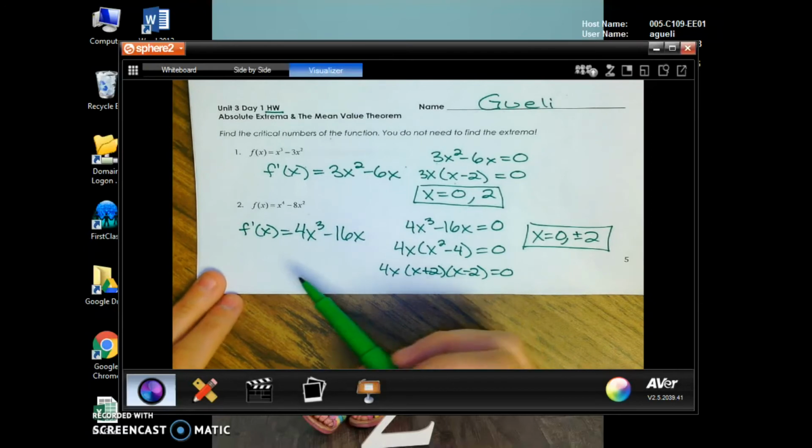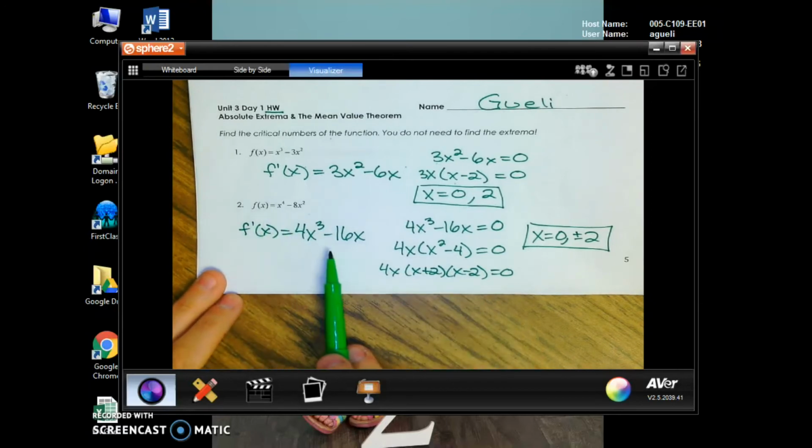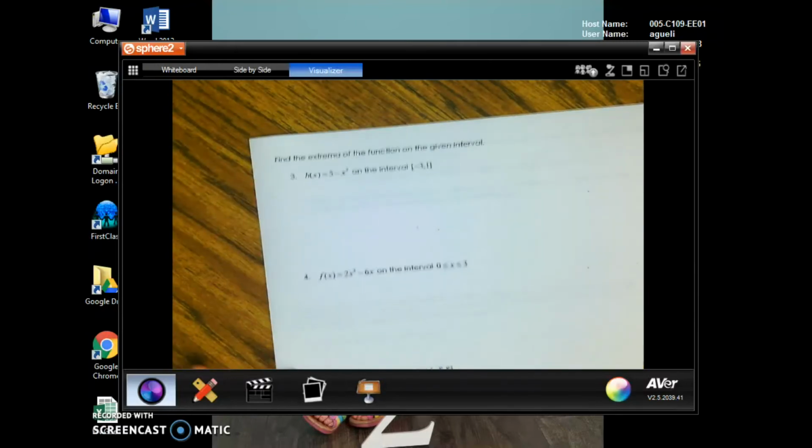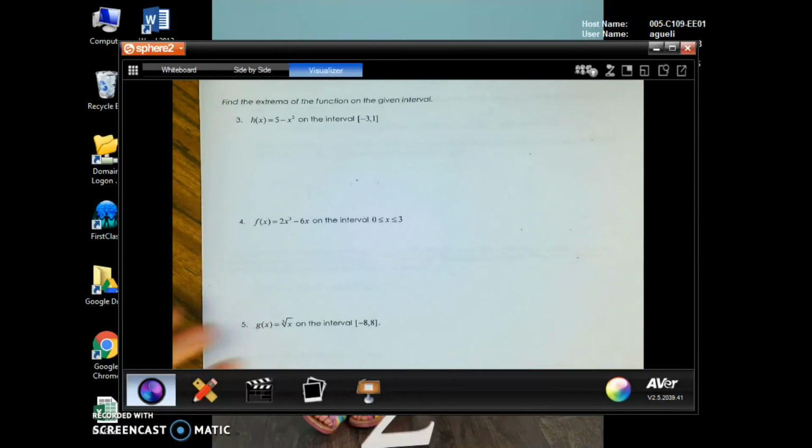Very similarly with number 2, I took the derivative, and then I set the derivative equal to 0. This time I factored out a 4x. That left me with x squared minus 4. That can be factored additionally into x plus 2, x minus 2. That's the difference of two squares. And so then I have 0 and positive or negative 2 as the critical values this time. All right, and we will then go on to number 3.